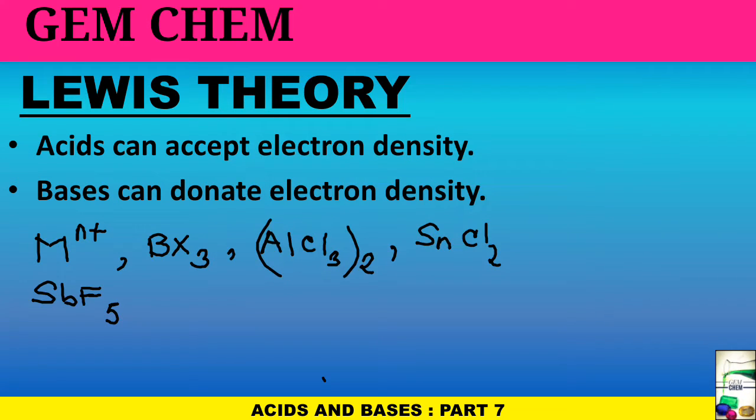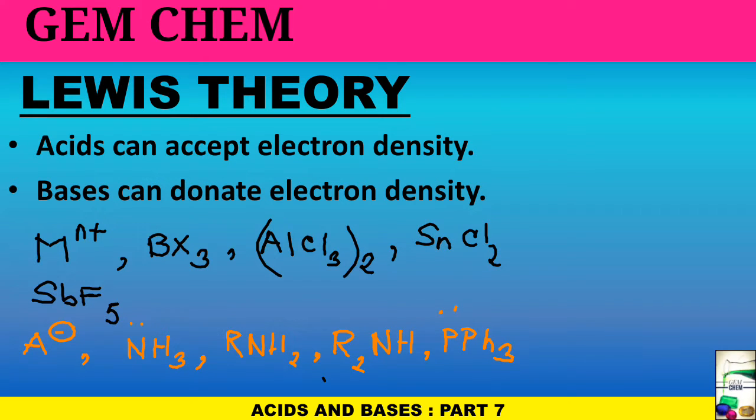Now if we go for Lewis bases, then all anions are Lewis bases. Similarly, ammonia has electron density in it and it can donate its electron density, so it is also a Lewis base. RNH2, R2NH, PPh3, all these have the ability to donate their lone pairs and thus can be called Lewis bases.